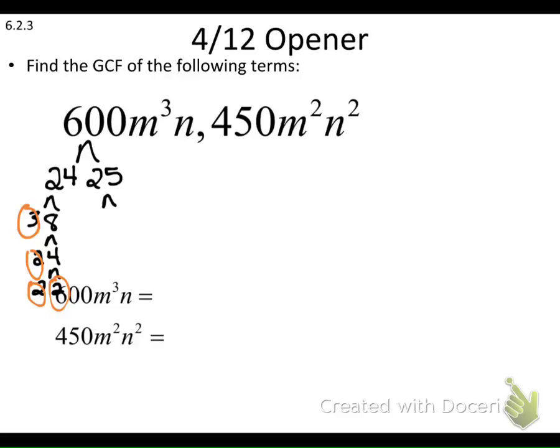Okay, let's go ahead and do 25 now. What can I multiply? 5 and 5, and that's a prime number. All right, those are prime numbers, so let's go ahead and circle those. Now this is much easier, isn't it?